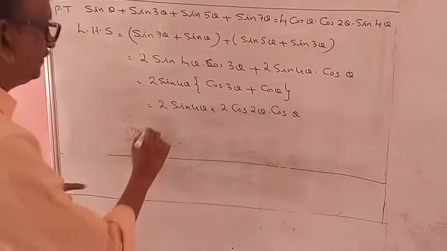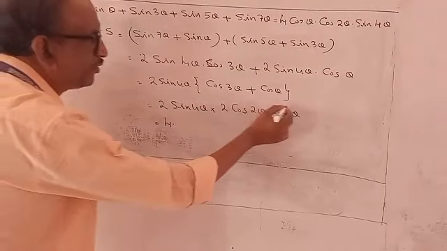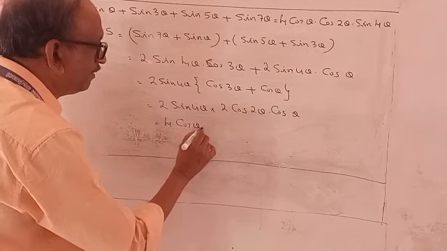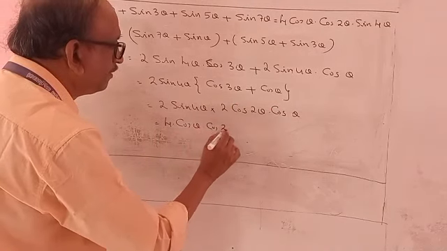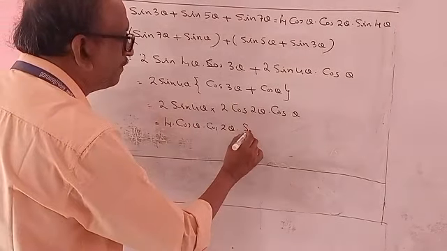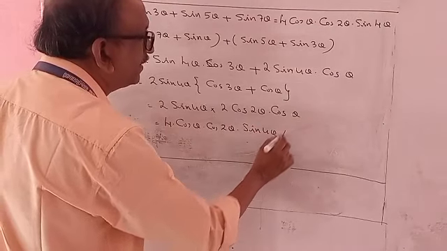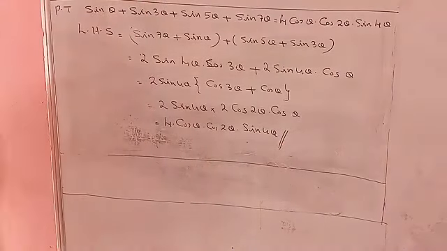Then 2 into 2, 4 into cos theta into cos 2 theta into sin 4 theta. This is the right hand side.